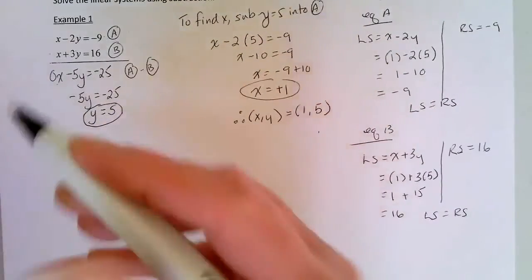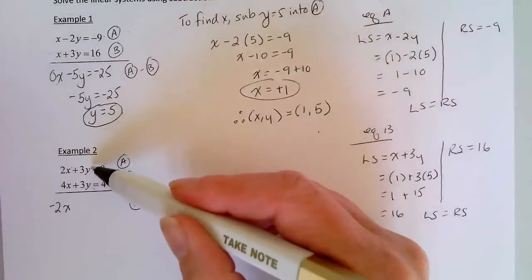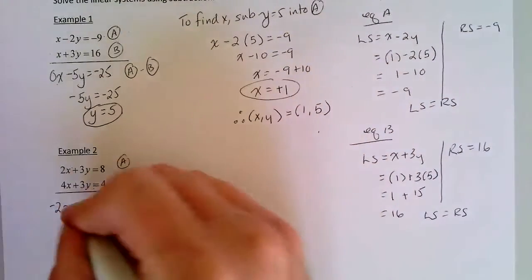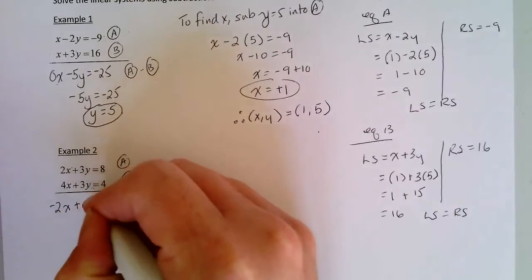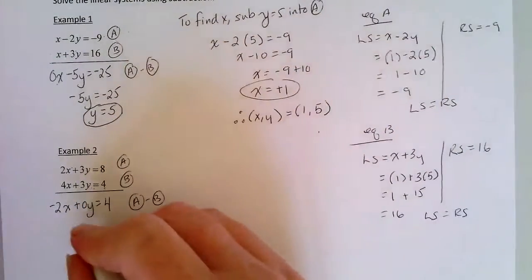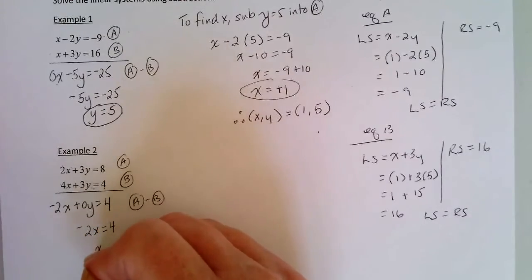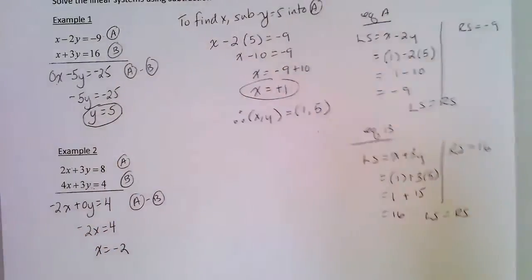2x take away 4x leaves us with negative 2x. 3y subtract 3y leaves us with 0y, and 8 take away 4 is 4. This cleans up to give us negative 2x is equal to 4. So x is equal to negative 2.